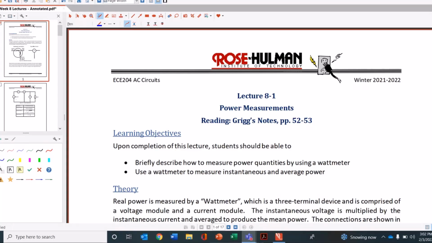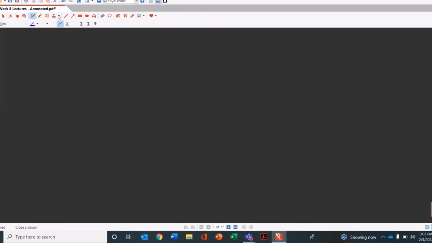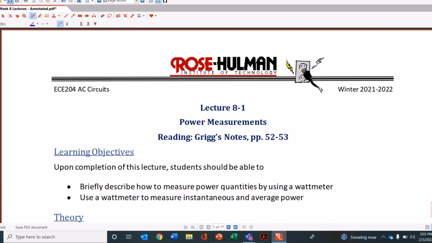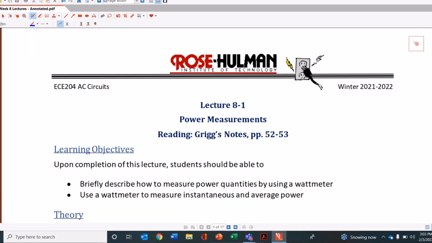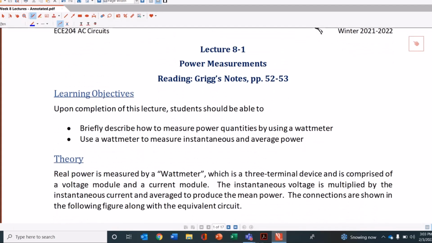So today, and everyone should either have the handouts because I gave them out in class, or if you don't have the handout, it should be on Moodle. But we're going to do lecture 8-1 power measurements, and this is actually from Dr. Gregg's notes. It's not actually in your textbook, but there is something about power measurements in your textbook, and it's pretty similar.